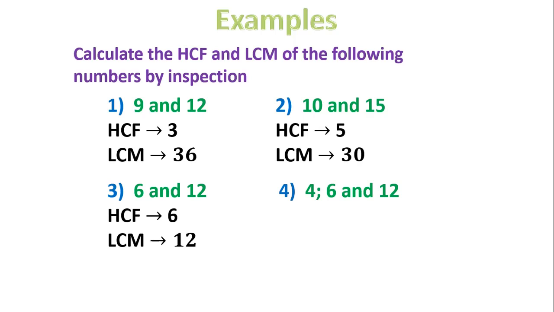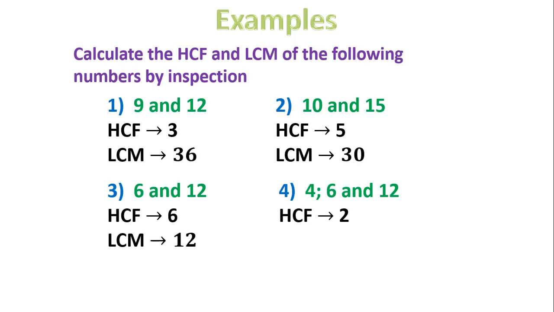Now, does 2 go into 4? Yes. Into 6? Yes. And into 12? Yes. 3? No, that doesn't go into 4. And then we try 4. 4 goes into 4, but 4 doesn't go into 6. And so my highest common factor is 2.